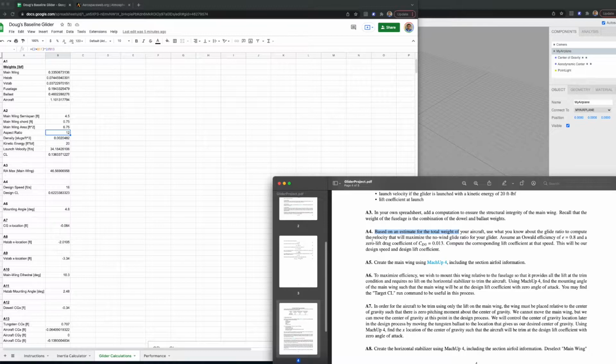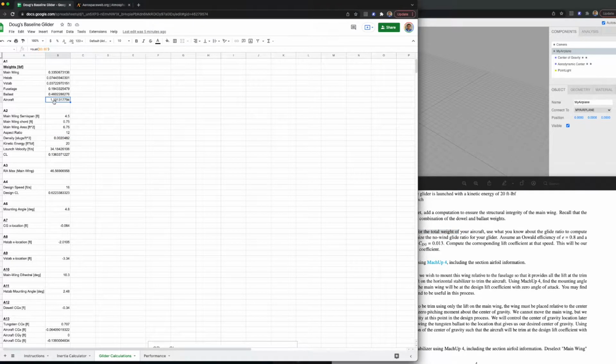Okay, so basically what A4 is asking us to do is look at some performance. If we know the weight of this aircraft is 1.1 and we know how much wing area we have, the ratio of those two is called our wing loading, and wing loading basically drives the optimum speeds that we want to be flying at.